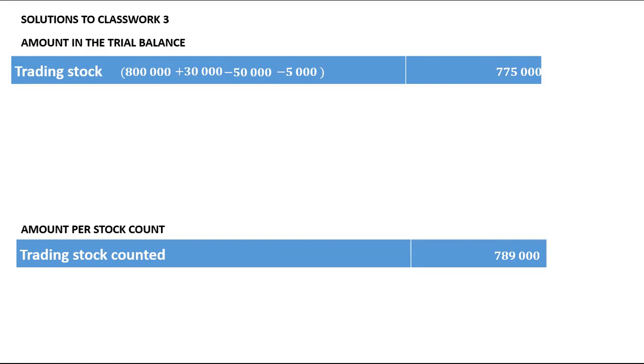So we are not 100% sure that that is correct. But with stock count, guys, everything was physically counted. 1, 2, 3, 4, 5. So we have it there physically.